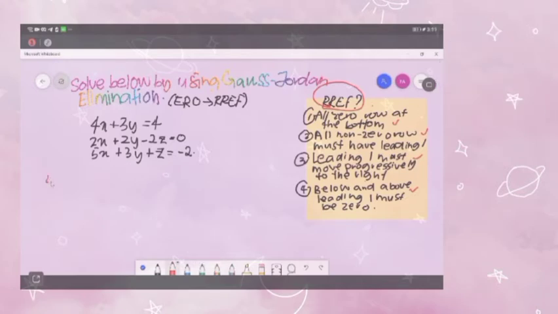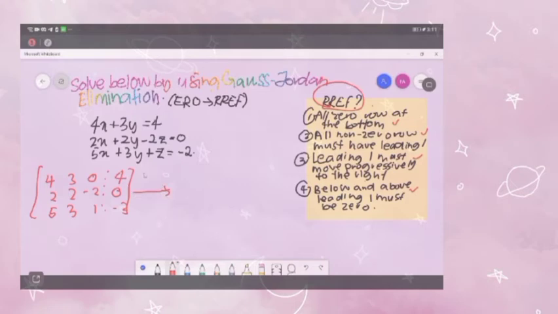First of all, I convert it to an augmented matrix, where we combine the left hand side and right hand side. This is 4, 2, negative 2 and 0. This is 5, 3, z is 1 and negative 2. Okay, this is the augmented matrix. So we will do the ERO.